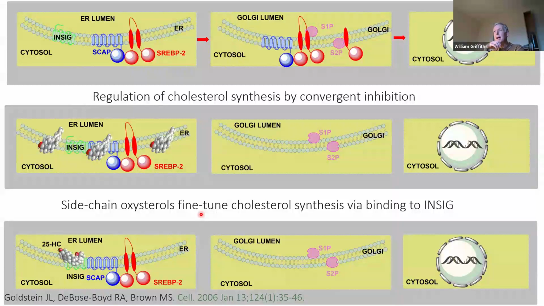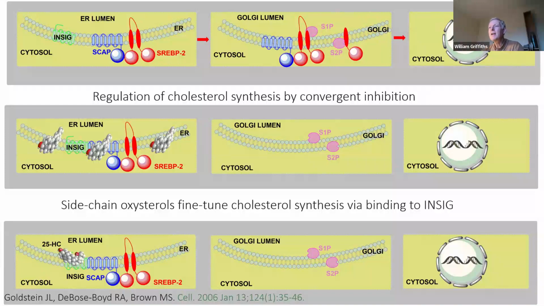Goldstein and Brown actually worked out how SREBP2 works and how it regulates cholesterol biosynthesis. SREBP2 sits in the endoplasmic reticulum, next to a protein called SCAP, which is a transport protein. The function of SCAP is to transport SREBP2 from the ER to the Golgi. Once SREBP2 gets to the Golgi, it gets processed by 2 enzymes, S1P and S2P, to its active form of the transcription factor. That then translocates through to the nucleus and activates target gene transcription.